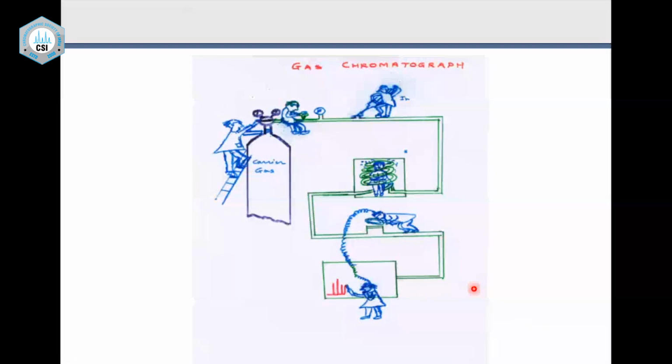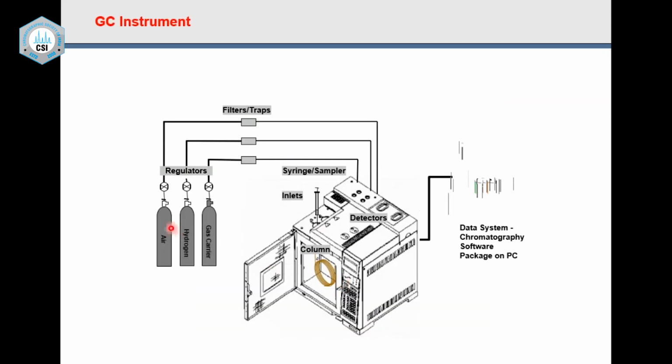This is about a GC which we have already seen, and this is a cartoonist view of a GC: carrier gas, injection port, then the column, and the column oven, because the sample has to be heated in the injection port, get vaporized, and the vapor should not get condensed anywhere. So the column is heated, and then it goes to the detector, and from the detector you get a signal, and that is plotted. Now these kinds of distances are not there. If you see the instrument, the carrier gas can come from the back, it comes to the injection port.